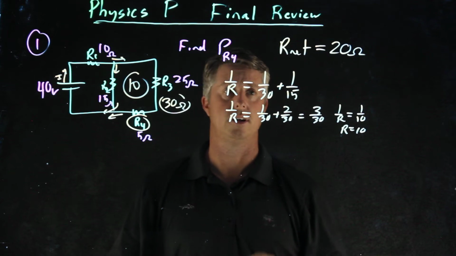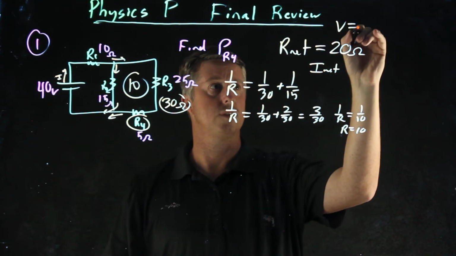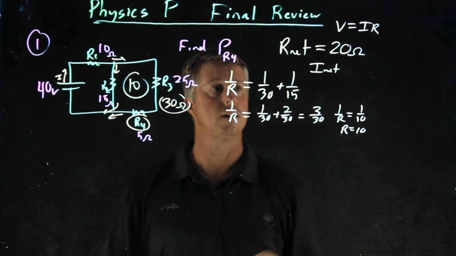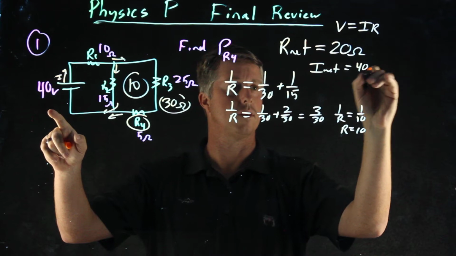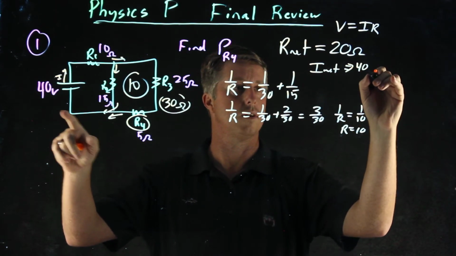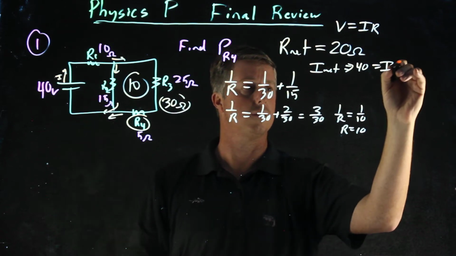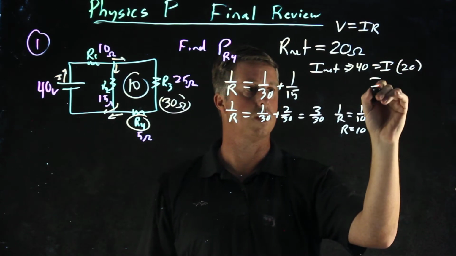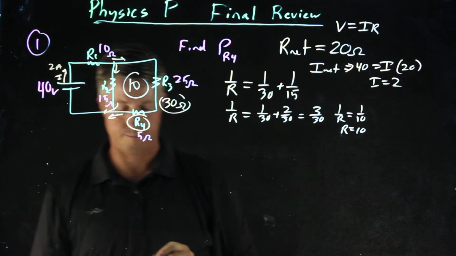Now the reason why I wanted R net is I want to know how much current gets in the R4. So I need to find I net now. And the formula I'm using is V equals IR. So I net is simply going to be 40. So 40 is my voltage, equal to I net times the resistance, which is 20. I is equal to 2. So I have 2 amps coming here.